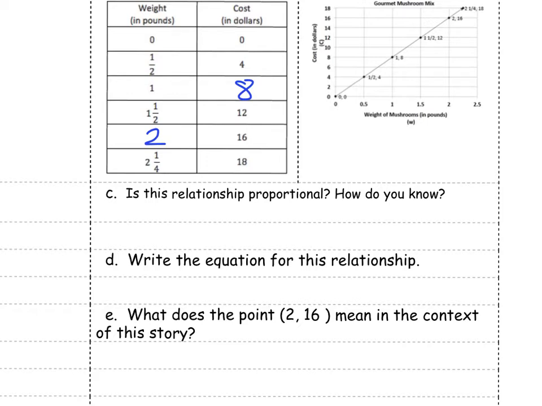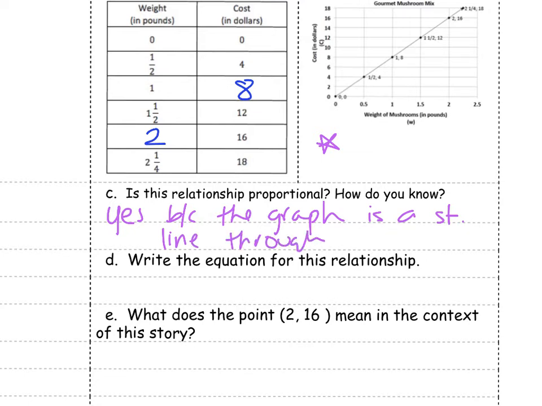So looking at this and the rest of these questions, it asks us, is this relationship proportional, and how do I know? Well, because we were provided a graph, I can use what I learned in the last unit, and I can say yes, and it's because the graph, remember, proportional graphs have two qualities, is a straight line through the origin. Remember, it's that straight line and it goes through my point 0, 0. So I know it's proportional simply by looking at that graph.